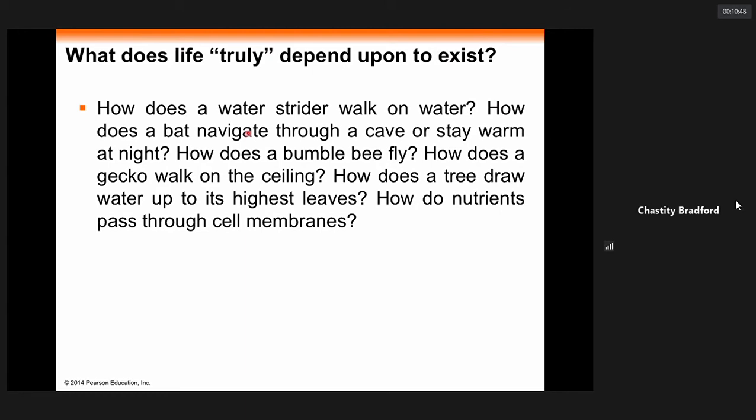And they literally walk on water. It's not like pretending. It looks like, no, they do. Okay. How is it possible?